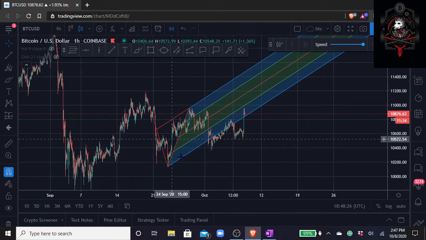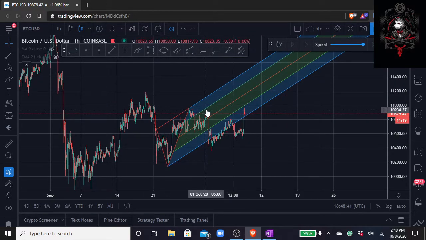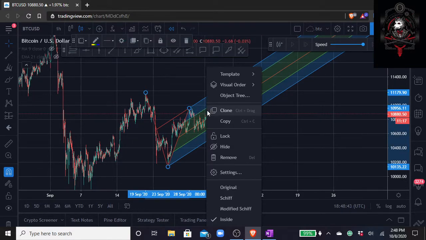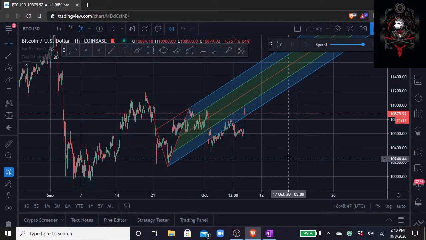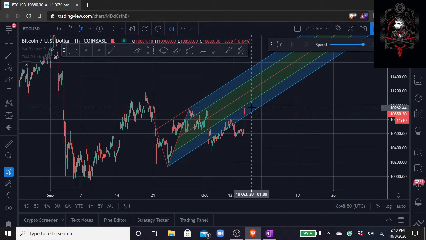Depending on which pitchfork you start out with, like we started out with an inside pitchfork. Your inside pitchforks are for sideways markets and stuff, but when we switched it there, yeah, we did start out with the inside. Okay, but yeah, we are rejecting off of that, so we'll see.